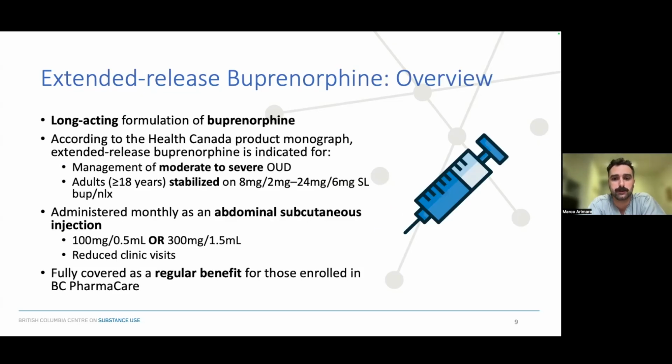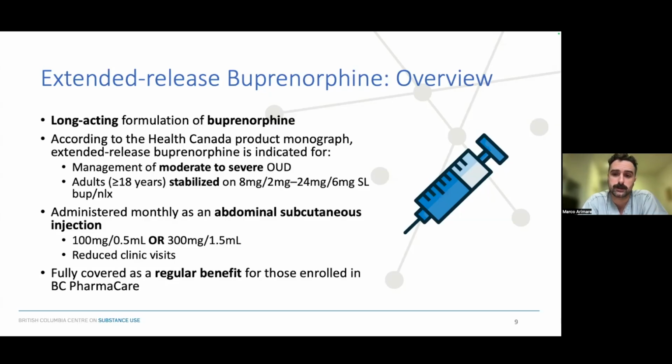Great. So extended release bup is a long-acting formulation of buprenorphine that is, according to Health Canada, indicated for the management of moderate to severe OUD, opioid use disorder, in adults 18 years and older who have been previously stabilized on 8 to 24 milligrams of sublingual buprenorphine. Individuals stabilized on up to 32 milligrams of sublingual buprenorphine or fewer than 7 days of sublingual buprenorphine may be initiated on extended release buprenorphine. It's administered as a monthly subcutaneous injection via prefilled syringe. That's available in two dose strengths. We have a 100 milligram dose and a 300 milligram dose.